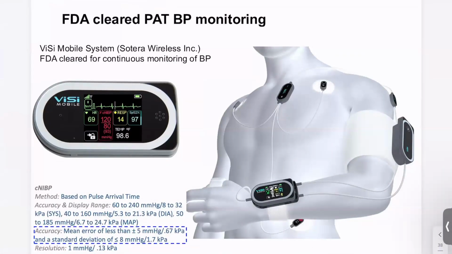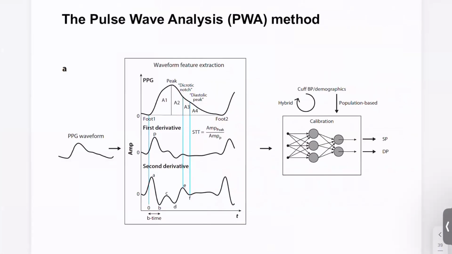All right. So there's another method that you can use to measure blood pressure. This is based on pulse wave analysis, PWA. Essentially, in this method, we are looking at the PPG waveform, so we can extract different features of PPG. Like, we can extract a peak, and then there's a notch here, then there's a diastolic peak here.